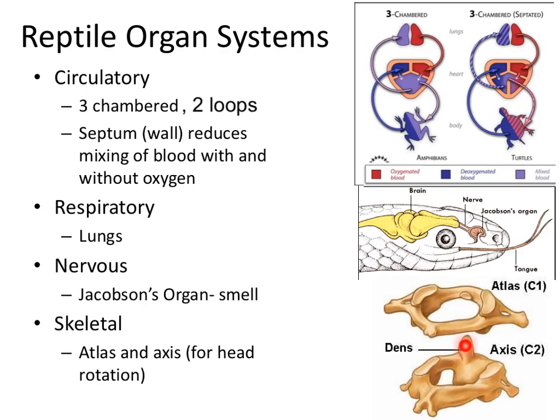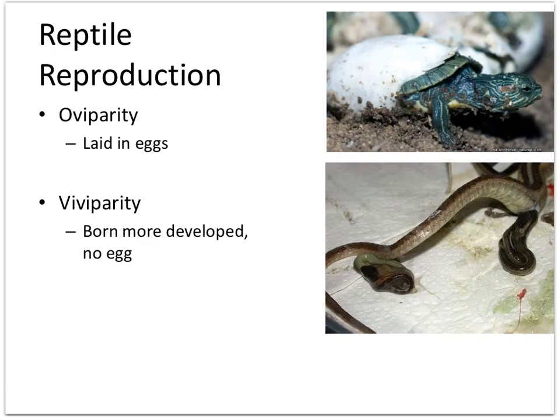And this little thing called the dens, you can probably see, fits right along with this and allows that atlas to turn left and right. So now reptiles can say yes and no. They can nod their head up and down saying yes, and they can shake it back and forth to say no. A little bit about reptile reproduction.